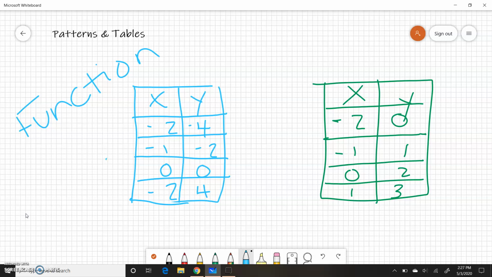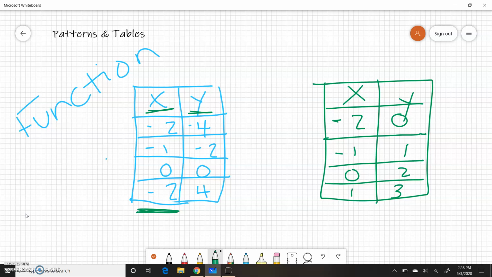So basically the rule is that a table is a function as long as there's only one value for each x. So there's only one y value for each x value. So what you need to do is look at the x side of the chart. Here's x, here's y. The first thing I'm going to do is look at the x side of my chart, this left side right here. Are there any repeating numbers? -2, -1, 0, -2. Yes, -2 repeats.